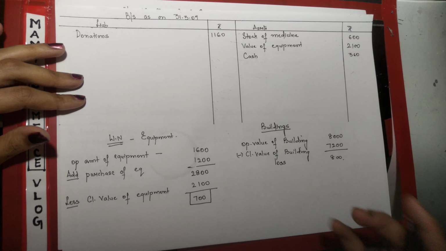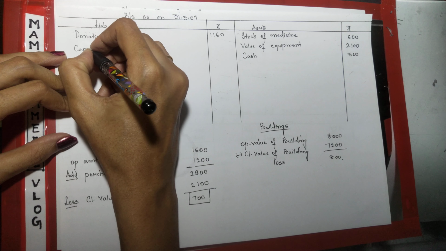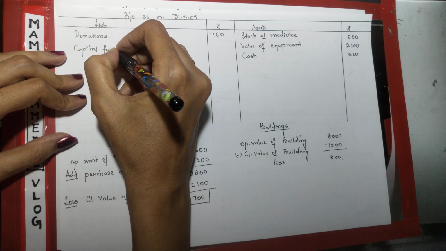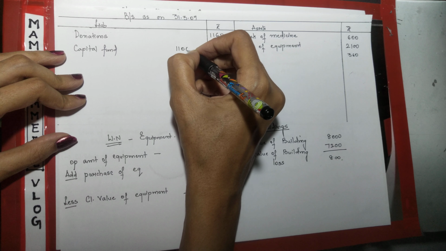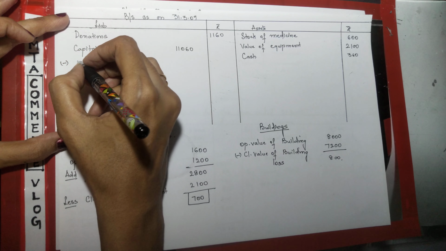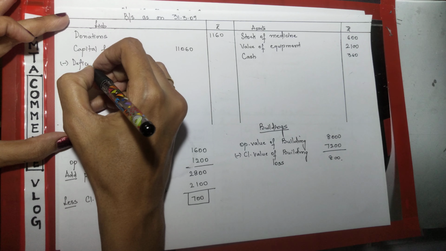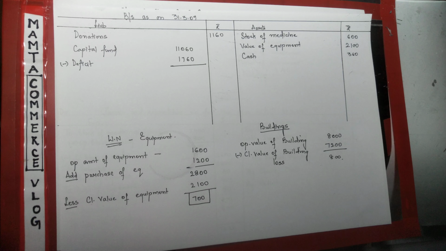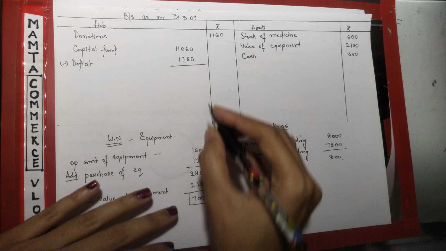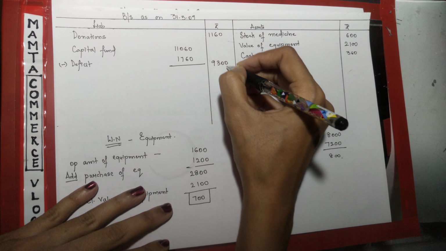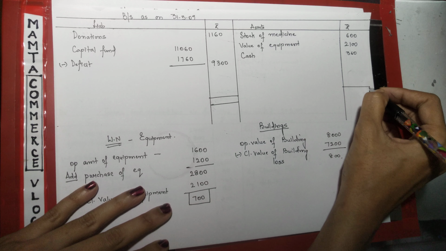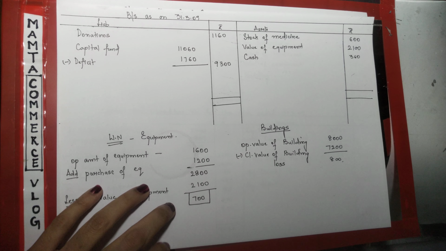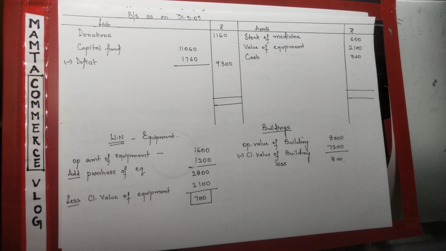Now in the closing balance sheet I will write capital fund, and the amount of capital fund we got is 11,060. From this we will deduct the deficit of 1,760. So 11,060 minus 1,760 gives us 9,300. So now let us see whether our balance sheet is tallying or not.